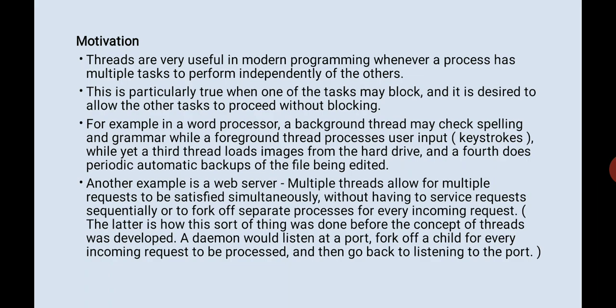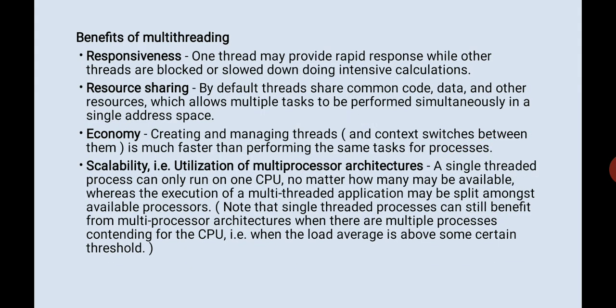And without having to service requests sequentially. So it does not need that, okay, I'll do the first client, then the second client, or wait, I will fork out a separate process for each incoming request like it was earlier. So the latter is how this sort of thing was done before the onset of threads. So a daemon would listen at the port, fork off a child for every incoming request to be processed, and then go back to listening to the port. Right? So this is how it was done earlier, but now it is not so. We can do it simultaneously with the help of multiple threads. Okay, so these are all the benefits.